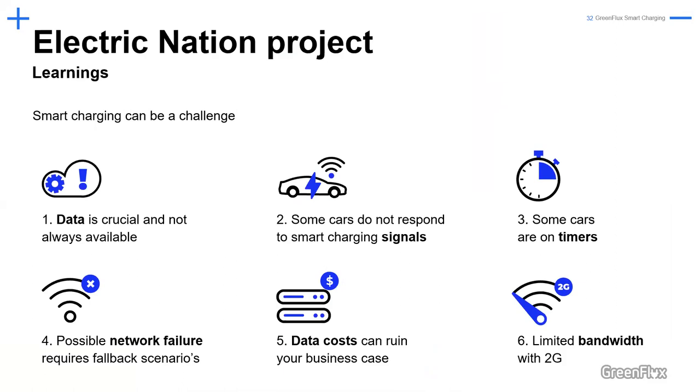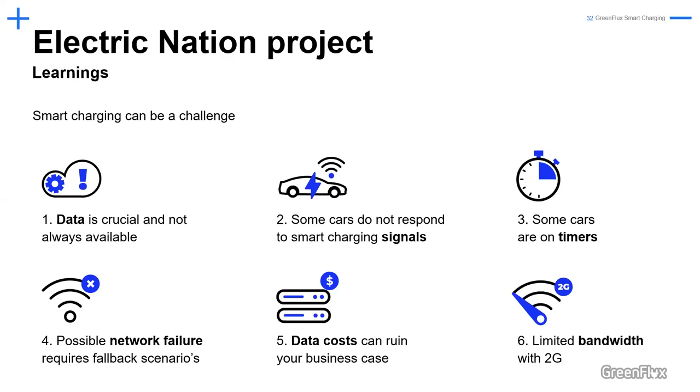Also, most cars comply brilliantly with smart charging, no issue at all. But there are some cars which do not respond at all. That's relatively easy because you can quickly recognize that a car is not listening to smart charging and just forget about it. And the hardest parts are some cars that sometimes don't listen to this. So we were in discussion with car manufacturers about this, but of course they will say it's a charger. It's very hard to get through. So this is very challenging. What do you do with a car that mostly complies and sometimes doesn't?